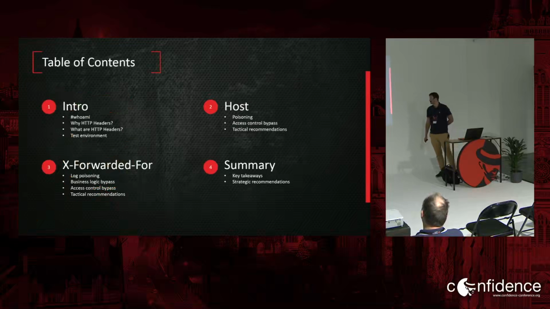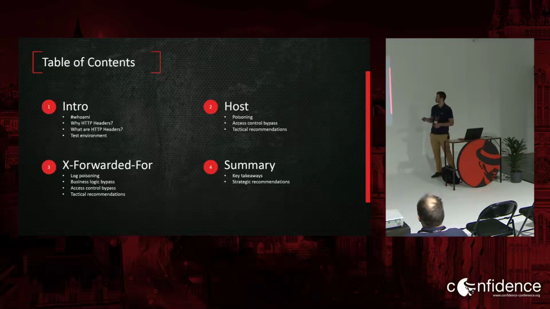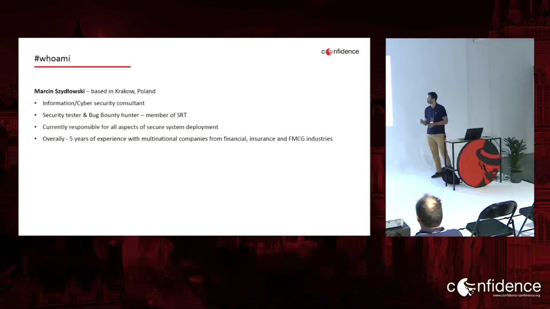So, that's the table of contents. We are going to speak about two types of headers. The first will be the Host header, and the second will be the X-Forwarded-For header. I would like to explain what the risks associated with these two headers are and how you can deal with them later on.